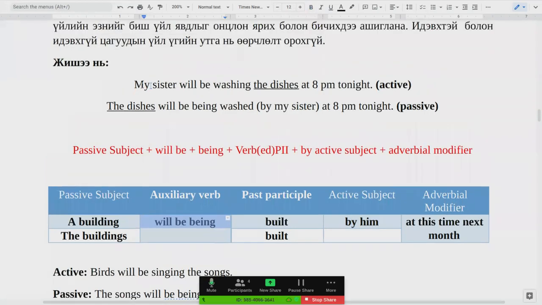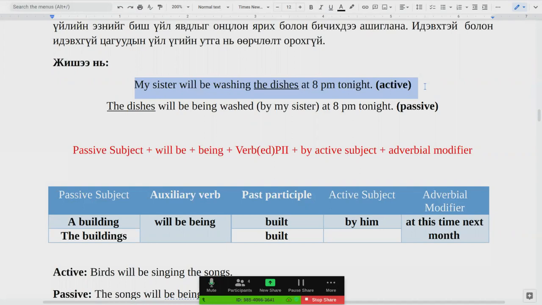Let's see the example on top here. Active future continuous tense: My sister will be washing the dishes at 8 p.m. tonight. This one is active because the subject of this main sentence is my sister, and my sister can do this activity by herself. So this one is an active sentence, and will be washing are the auxiliary verbs.